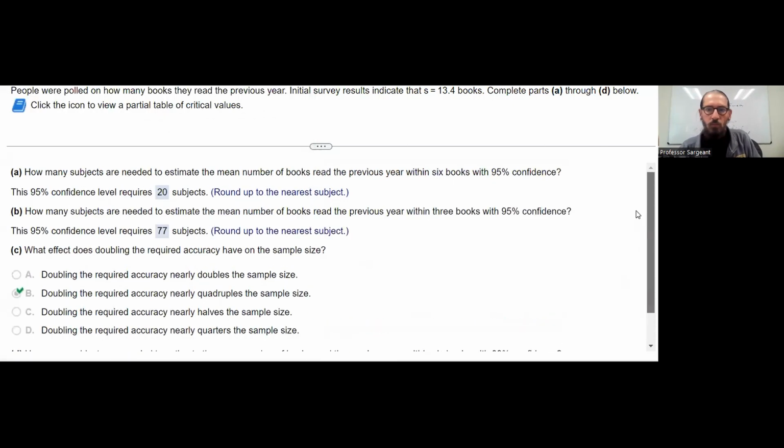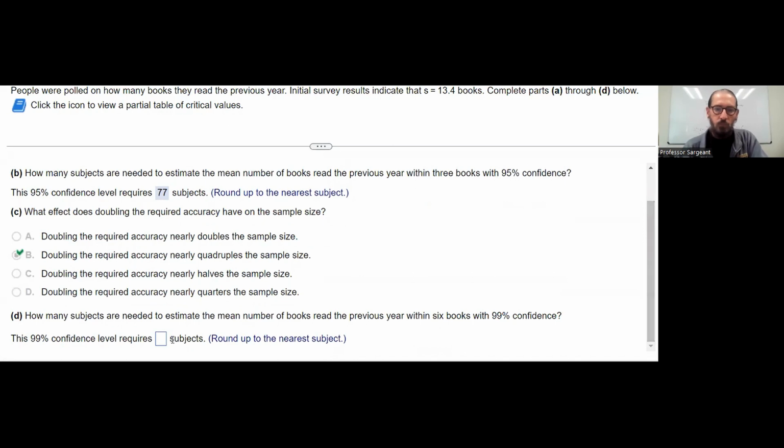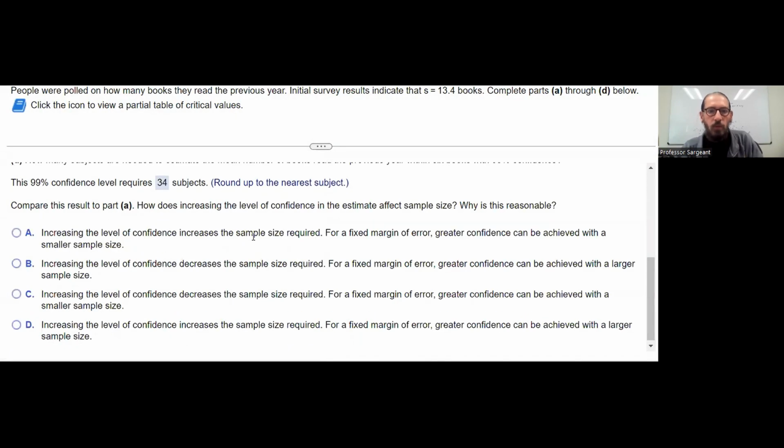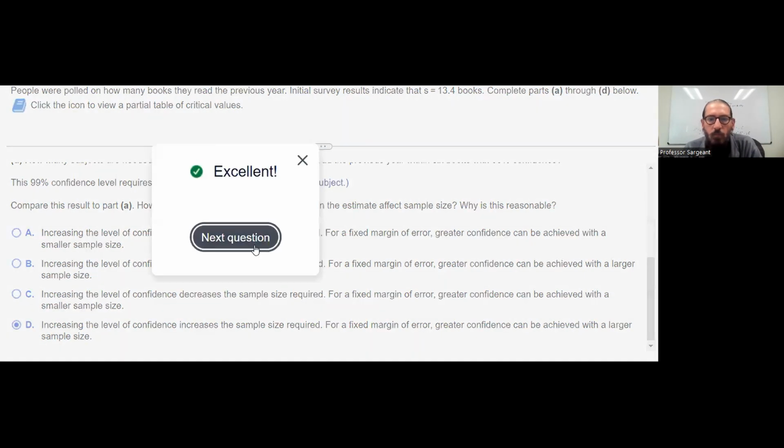Back in part A, that had a margin of error of 6. That answer of 34 is larger than that answer of 20. So increasing the level of confidence increases the sample size required because we've kept the margin of error the same. So let's see here. Greater confidence can be achieved with a larger sample size. Okay.